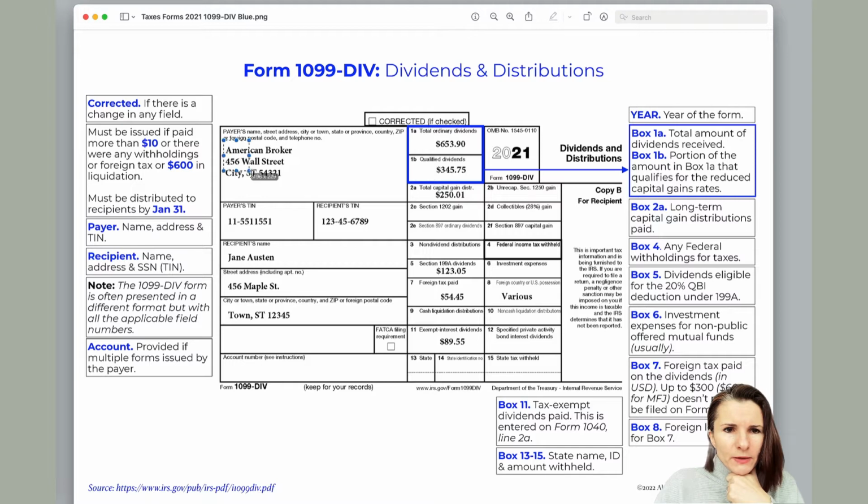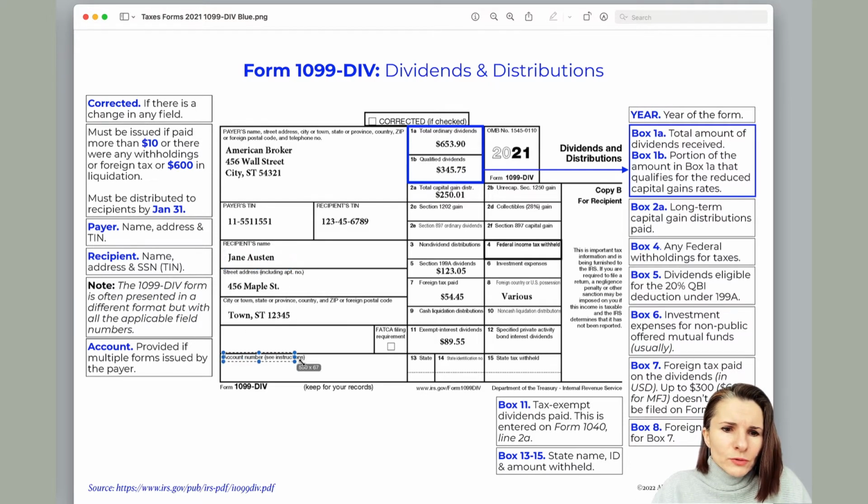Now, we have the broker information, the TIN, which is a taxpayer identification number, which is kind of like a social security number for the broker, for the entity. Then we have your information, your social. Everything here on this form is a dummy, so this is an example. I have Jane here with her address.